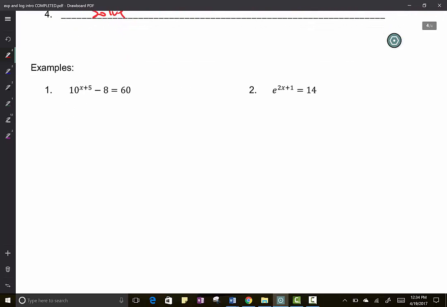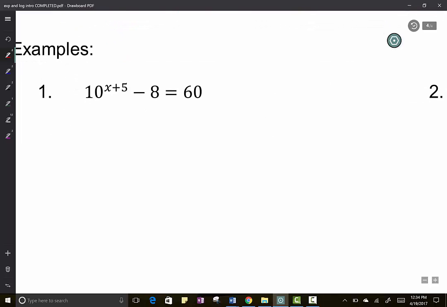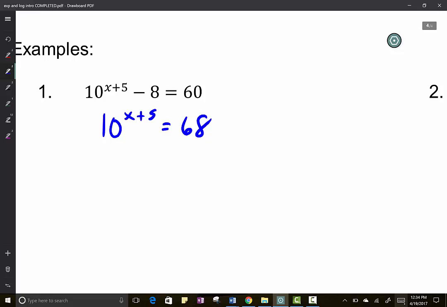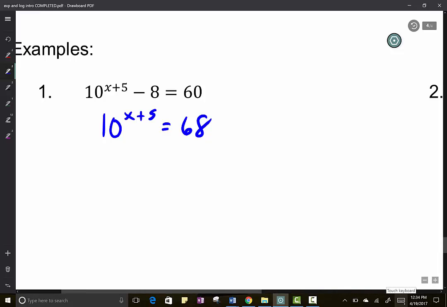Number 10, we need to isolate the expression. So it's actually going to be 10 to the x plus 5 equals 68. This would be a pain. Yeah, you can kind of plug and chug in your calculator. I remember I used to do this in high school and just keep guessing for x until I got it to equal 68. Or you can just do this.